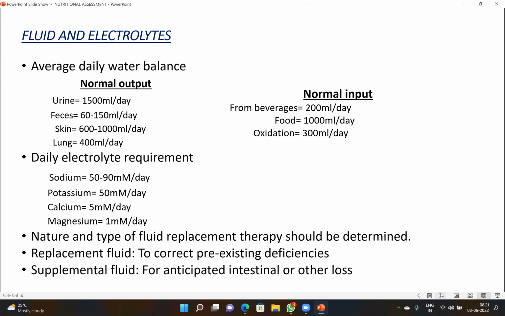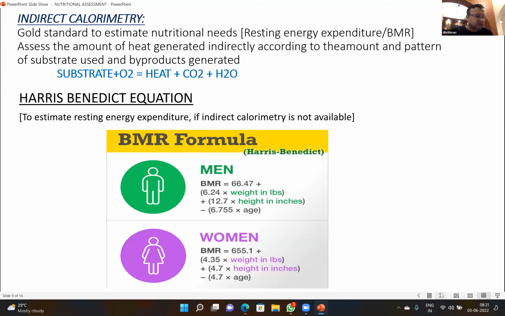Yes, sir. And where you have talked about indirect calorimetry, can you tell me, there's heat plus carbon dioxide and water formation. Yes, you have said. What is this heat released in the form of? This heat is released in the form of what? ATPs. So it is because of cellular oxidation of phosphorylation.